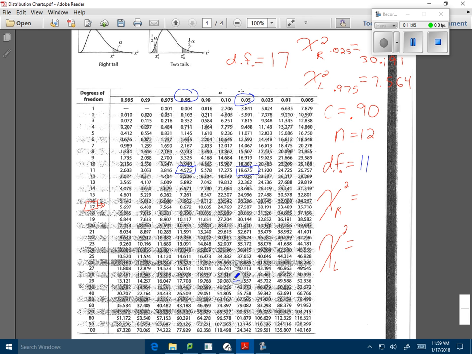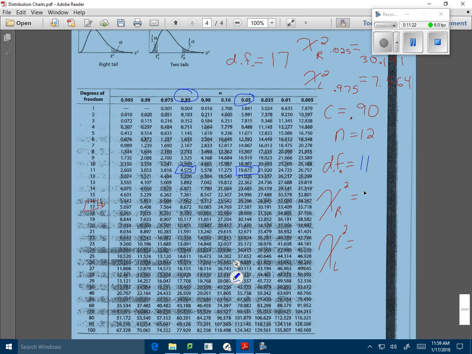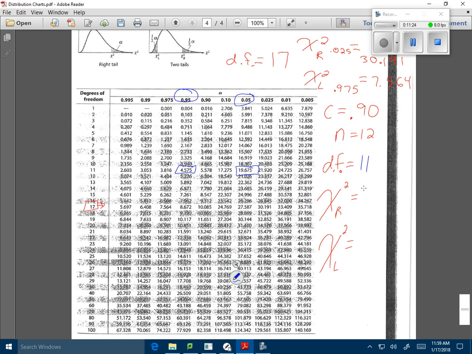So that's the second example. If you want to write those down in your notes, you can. I'm done trying to work with this marker. So just write down 19.675 for the chi-square R, and the chi-square L is 4.575. Write down that one for the left one.